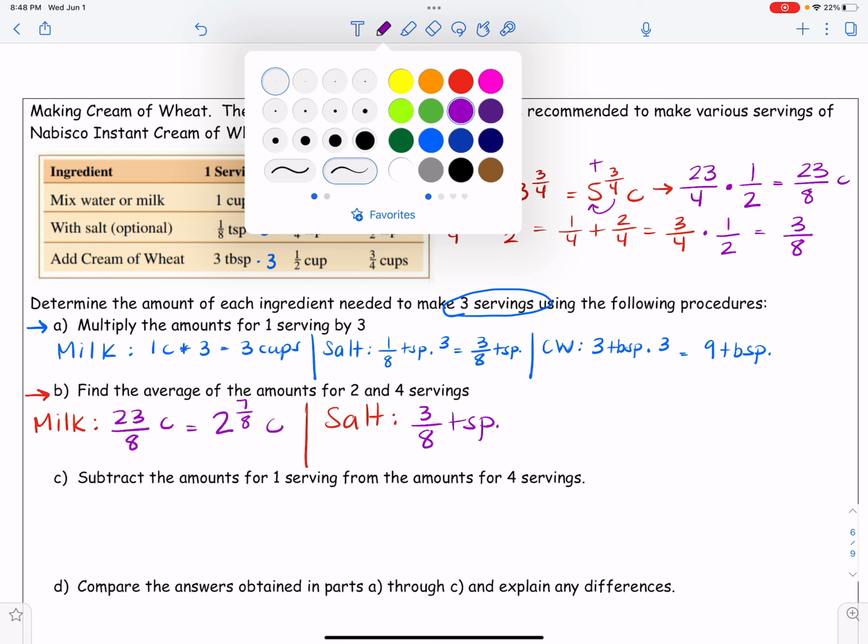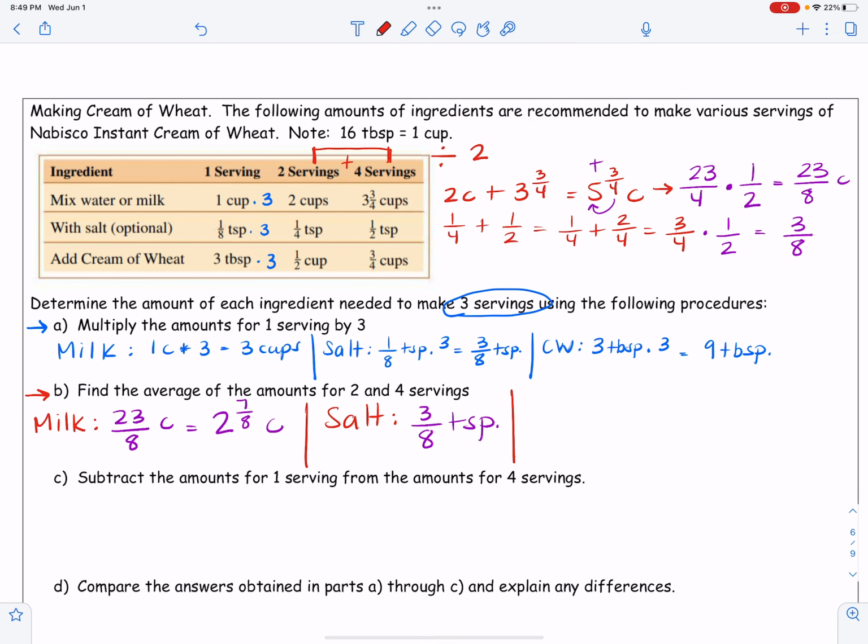Okay, so a slight change in the milk, but not in the salt. So now let's do the amount of cream of wheat the same way. All right, so I'm going to take 1/2 plus 3/4. Get a common denominator, right? 1/2 is 2/4. That's going to give me 5/4. And then to average, I've got to divide that by 2, or multiply by 1/2. And that's going to give me 5/8 of a cup.